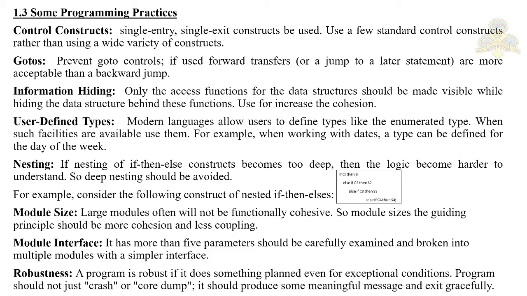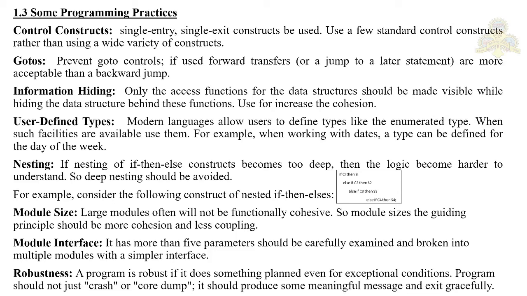The next one is robustness. A program is robust if it does something planned even for exceptional conditions. A program might encounter exceptional conditions in such forms as incorrect input, an incorrect value of some variable, or an overflow. If such situations arise, the program should not just crash or produce a core dump. It should produce some meaningful message and exit gracefully.